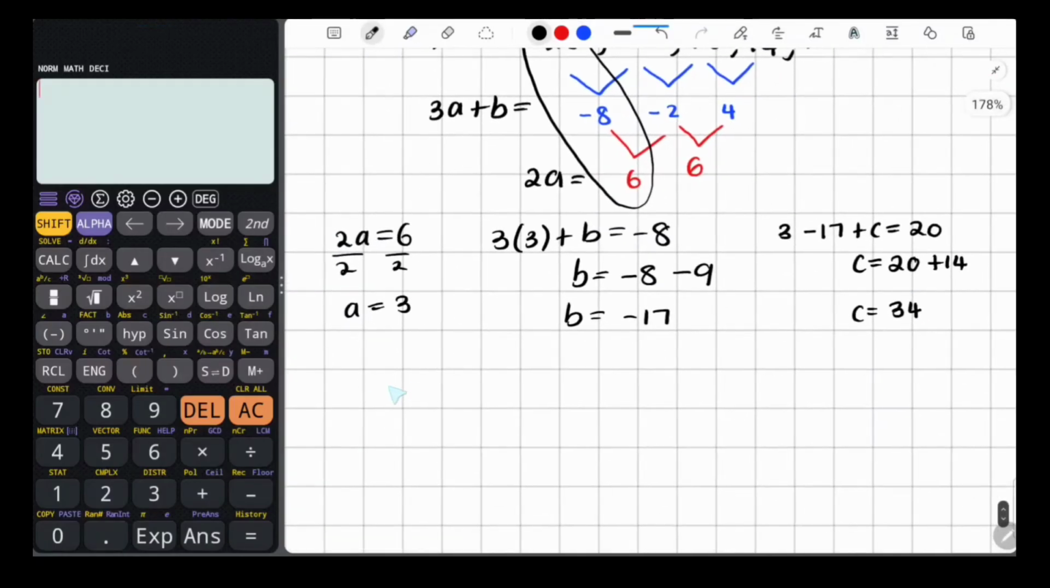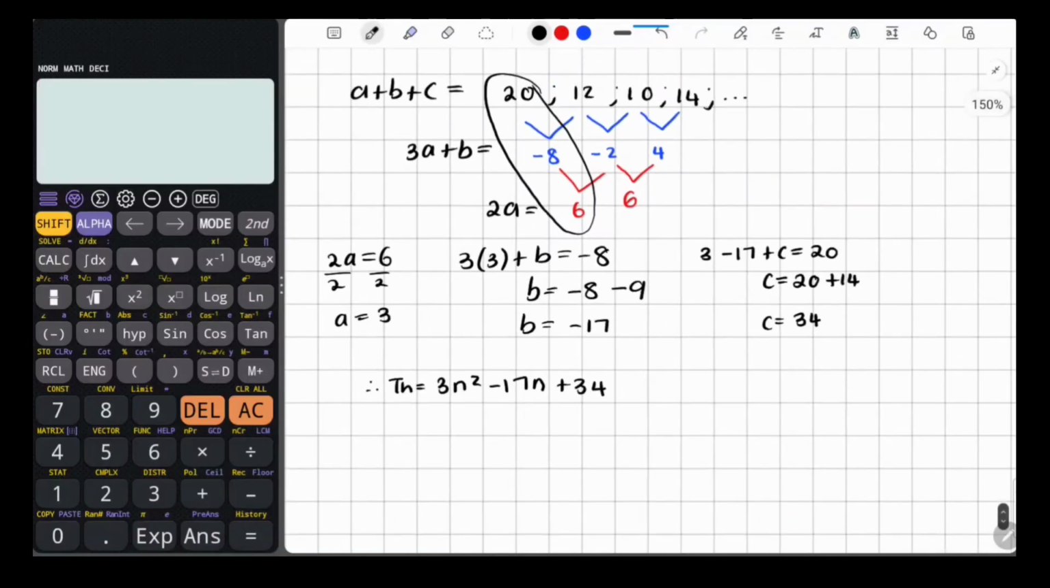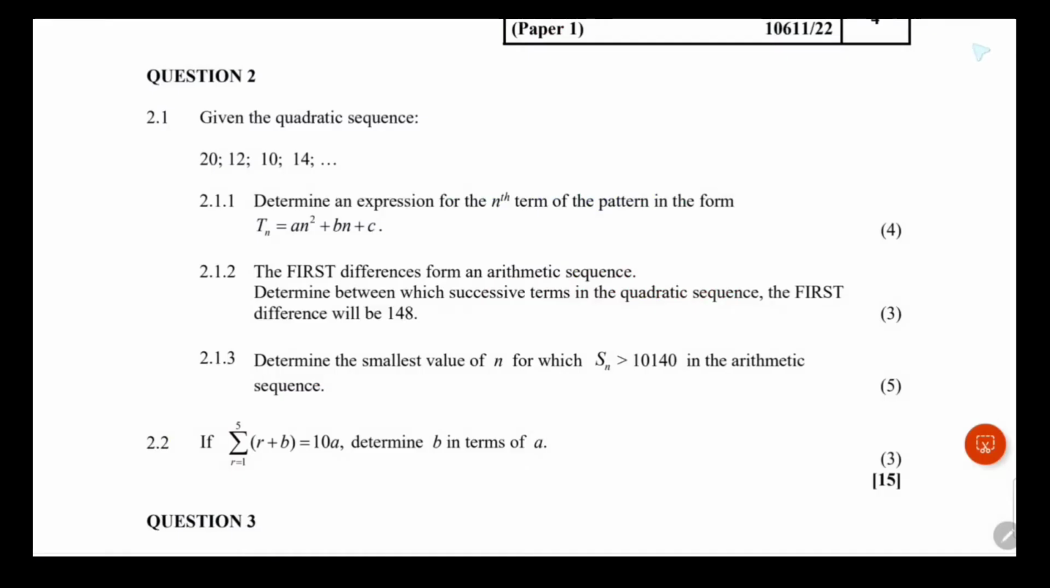Okay, so we have A, B, and C, and so it means that Tn is equal to 3n squared minus 17n plus 34. Okay, and that is 4 marks. Moving on to the next question.